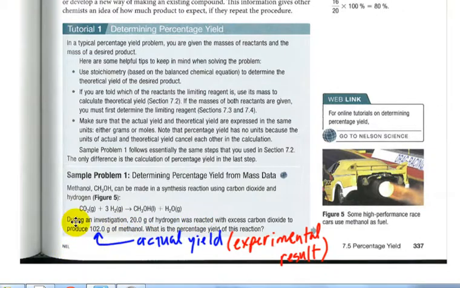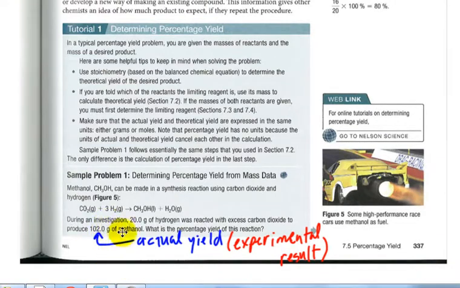So we have to be careful here. This 102 isn't the theoretical yield. It isn't the calculated yield from the 20 grams. It is the experimental result. So it represents the actual yield that we obtained when this was actually experimentally performed.